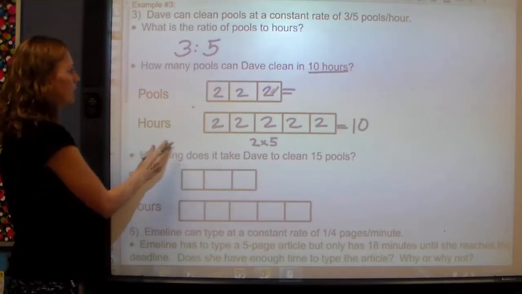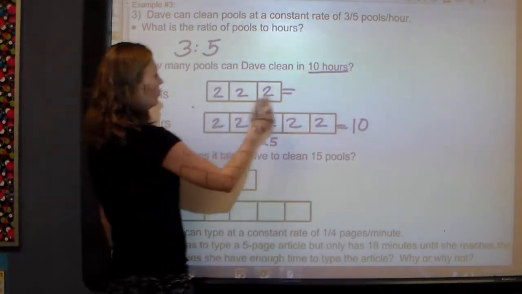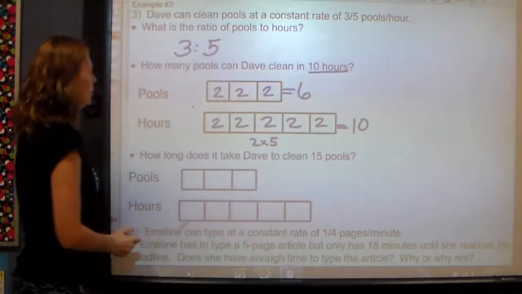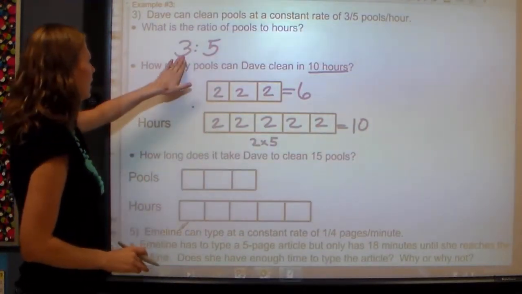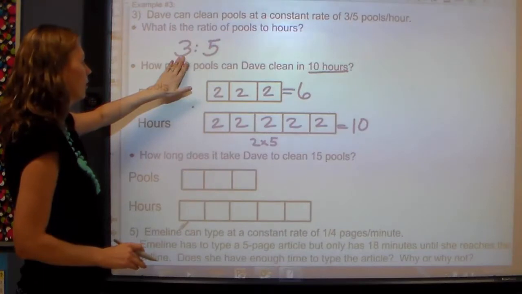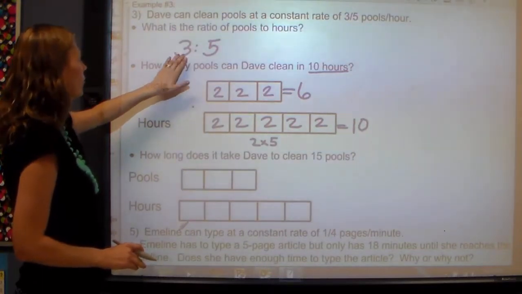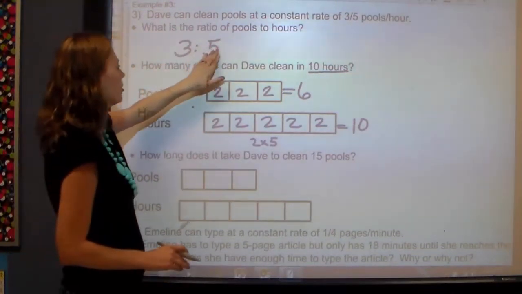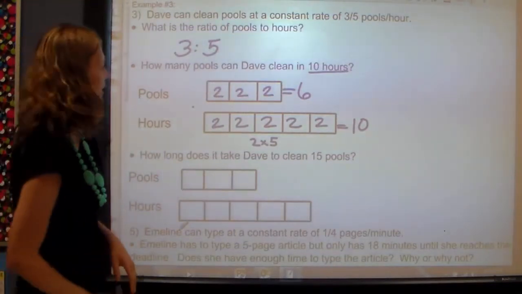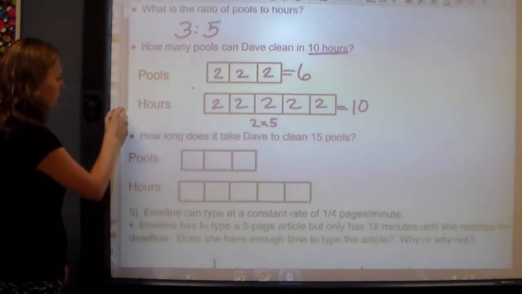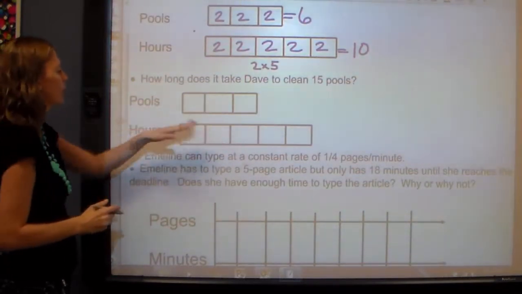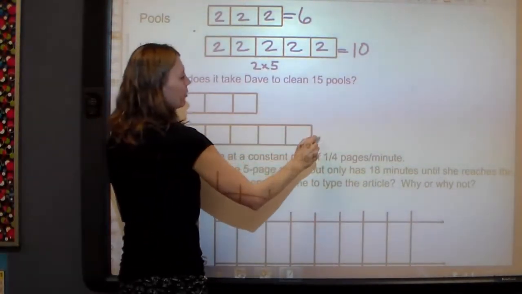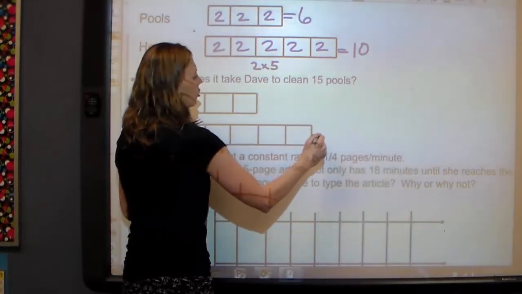So how many pools can Dave clean? 2, 4, 6. Because 3 to 5 is the same as 6 to 10. I'm doubling my numerator here, the first number, and then I'm also going to double that denominator, the second number. How long does it take Dave to clean 15 pools? So if I'm using the same ratio, do I want to put 15 down here? I hope you say no.